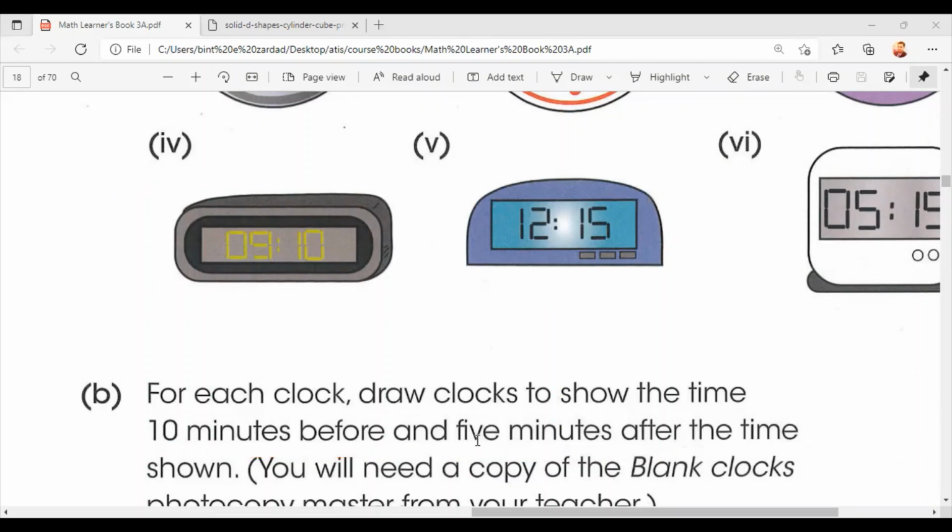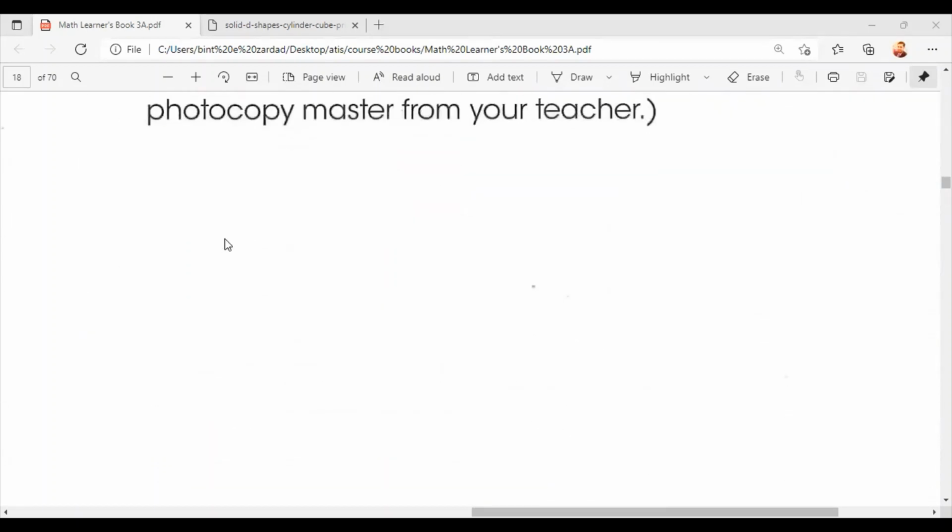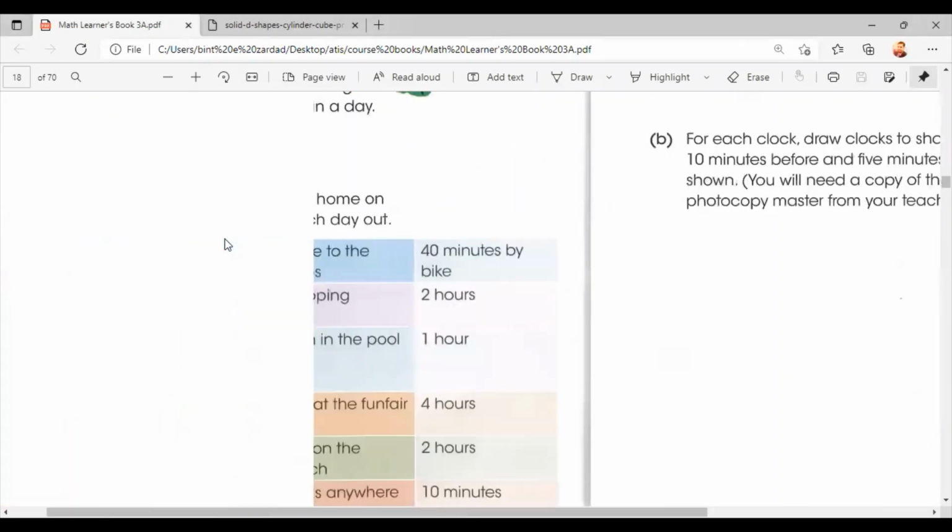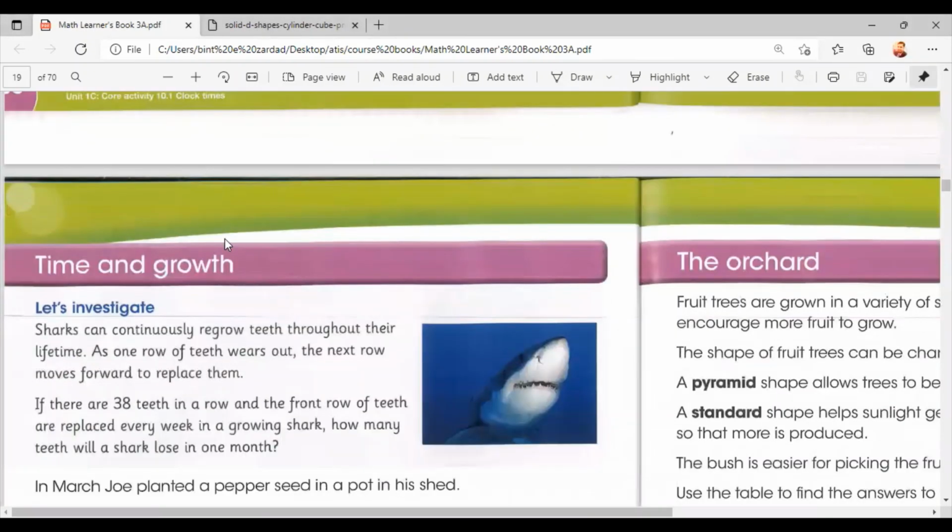And what about 5 minutes after? 5 minutes after, so it's easy, just add 5. So if it's 9:10, after 5 minutes, 9:15. And same like this, it's 12:15 now, so after 5 minutes, it's 12:20. Same like this, all other parts. So students can do the other parts by themselves. Let's move to the next question.